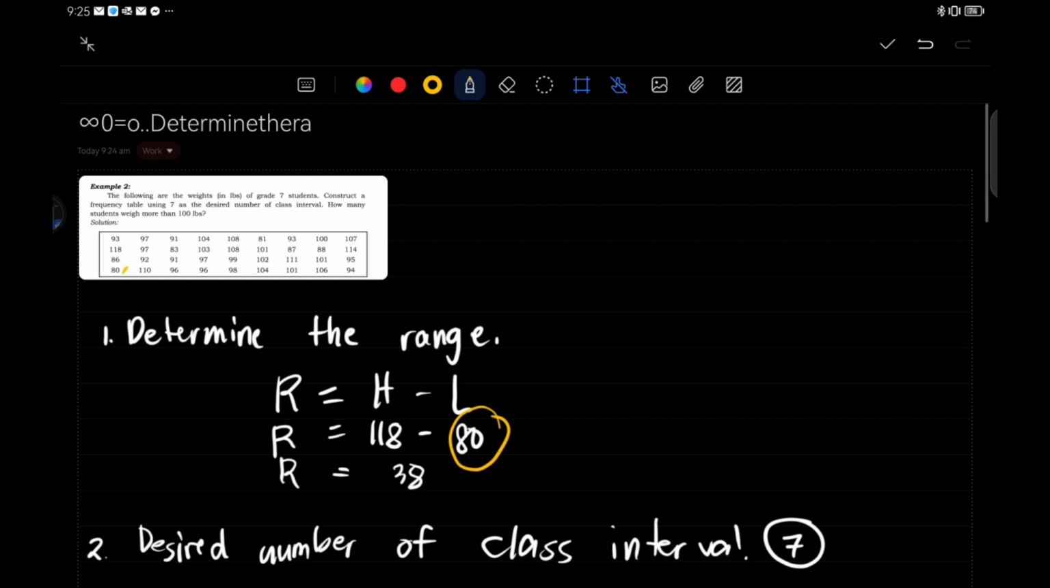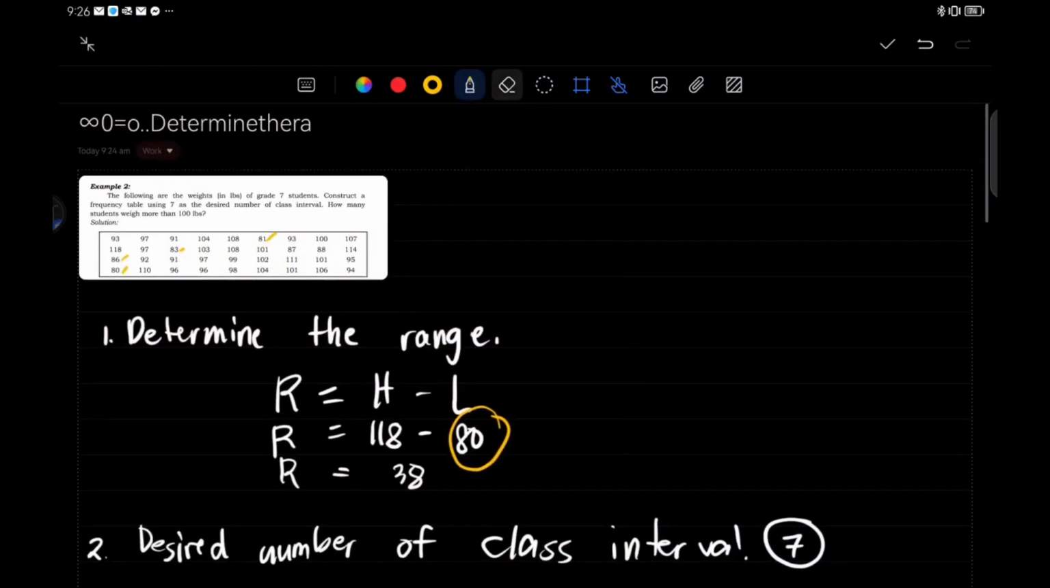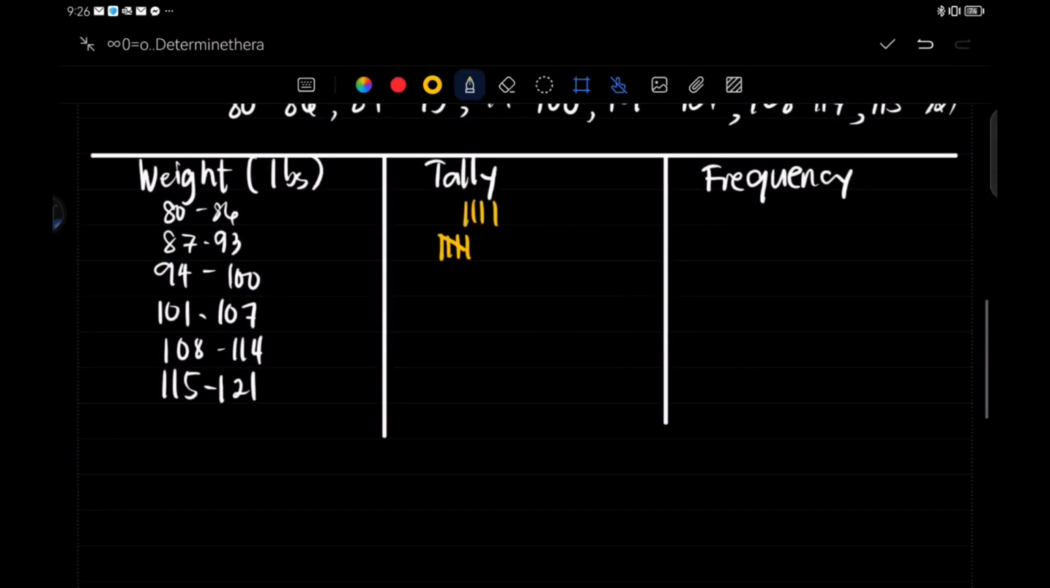80 to 86. 1, 2, 3. Let's check that again. 80 to 86. 4. So we have 4. 87 to 93. 1, 2, 3, 4, 5, 6, 7. So we have 7.